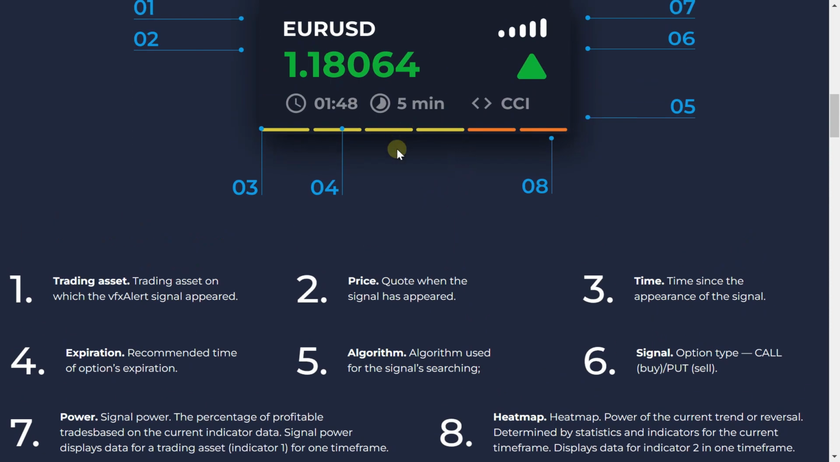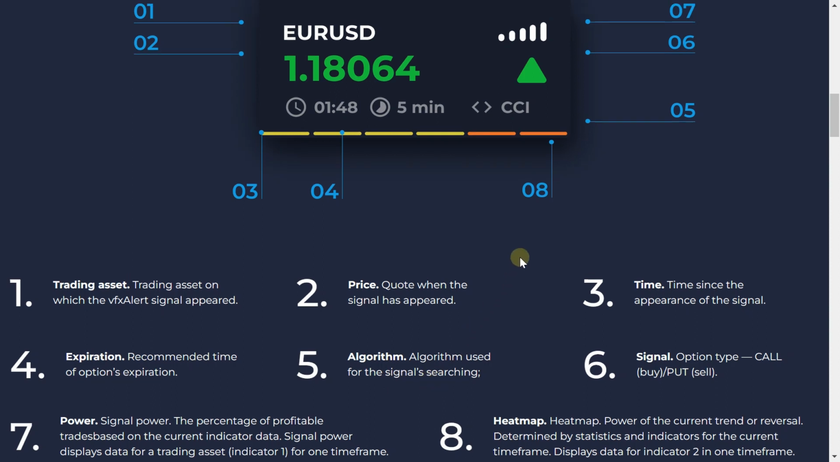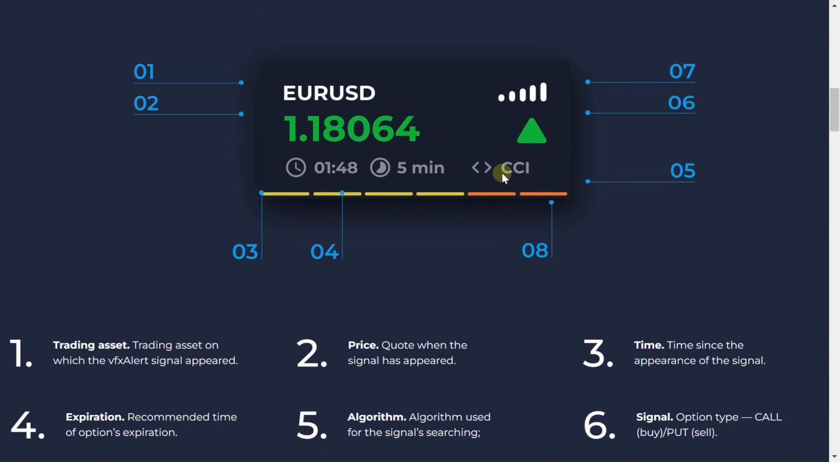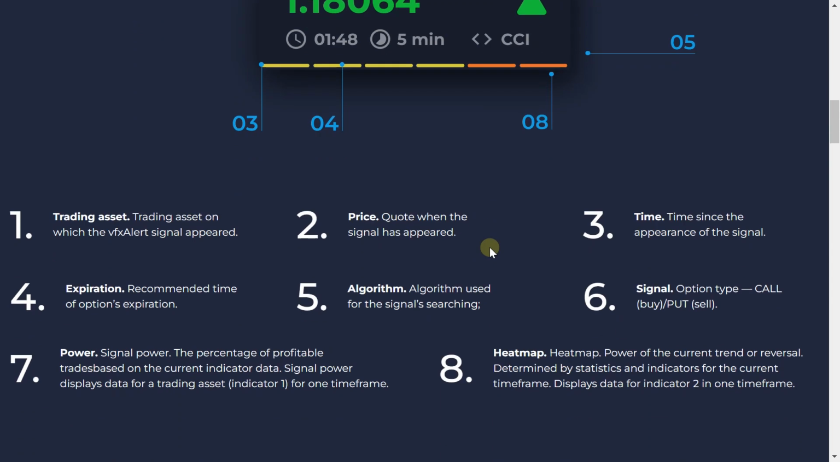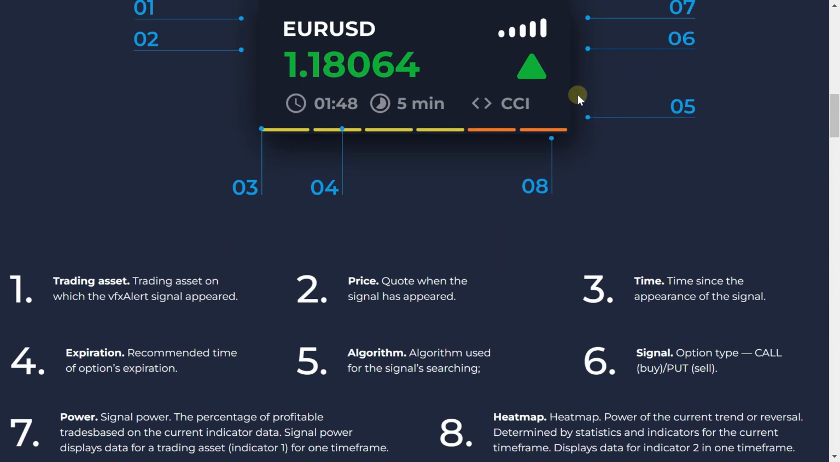Number 5 represents the algorithm used for the signal searching. So like this area you can see this is the CCI. So it's using the CCI algorithm to get you the signal. Number 6 is the signal to buy or sell. So it's roughly the put and buy option. So if it's green, it indicates the buy option. If it is red, it's a put option.